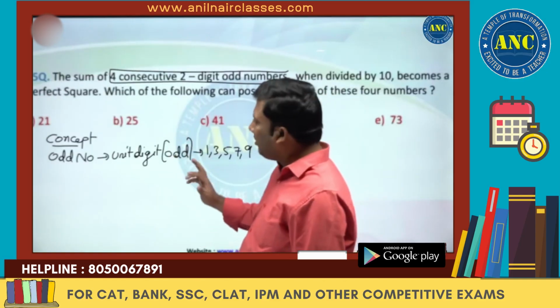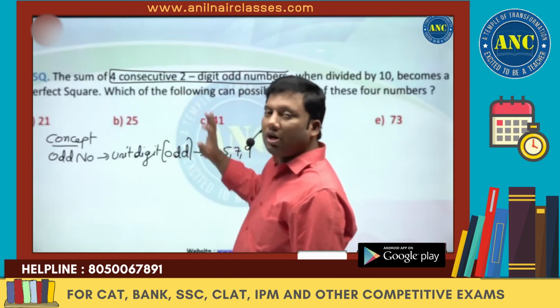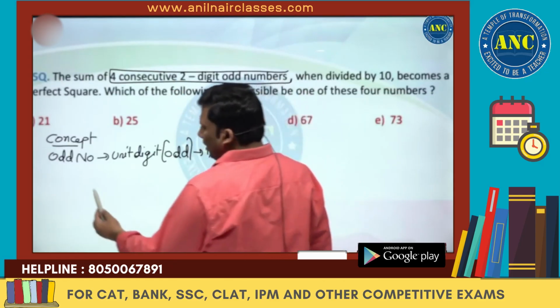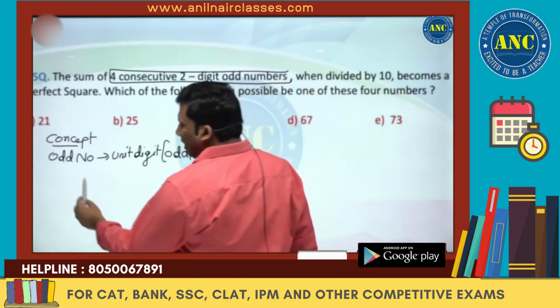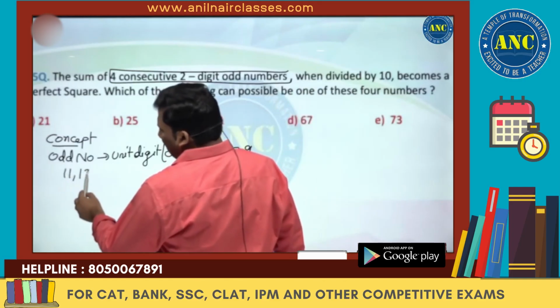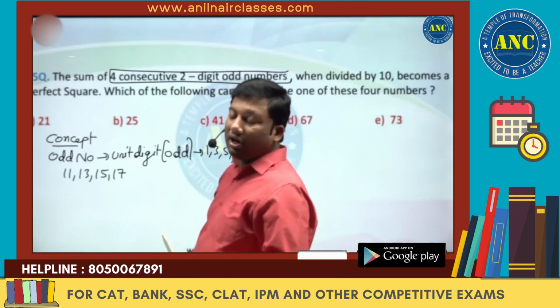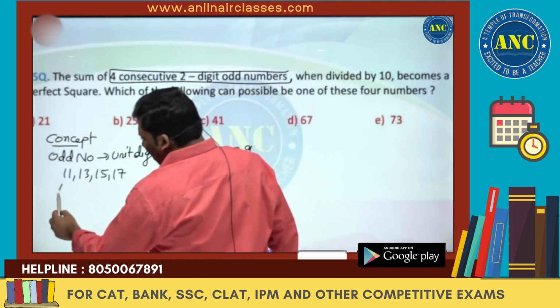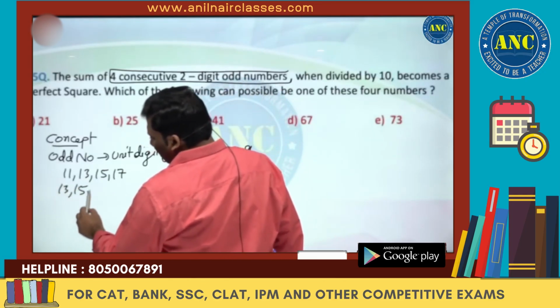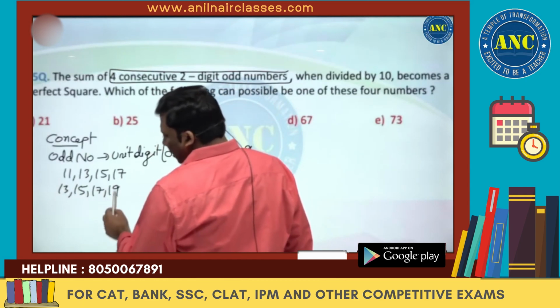So unit digit can be any of these. Sum of 4 consecutive. 4 consecutive means it can be anything. It can be 11, 13, 15, 17 starting with 1. These are 4 consecutive odd numbers. If it starts with 3, it can be 13, 15, 17, 19.